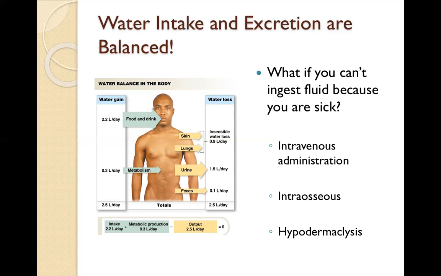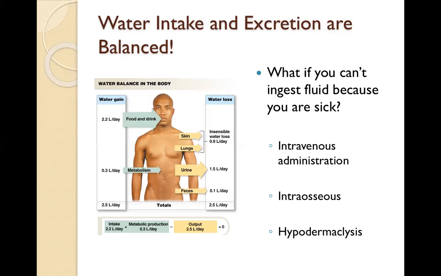They can either have a medical professional get access through one of the very large central veins in the body, either through the jugular or through the femoral vein. Those ones tend to collapse less.